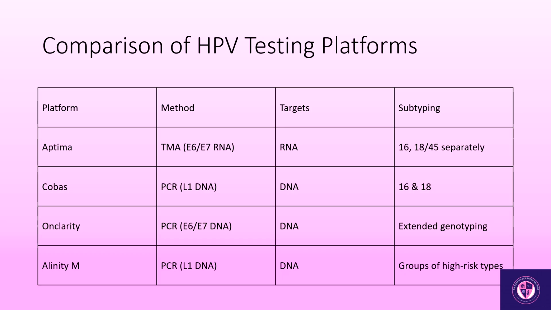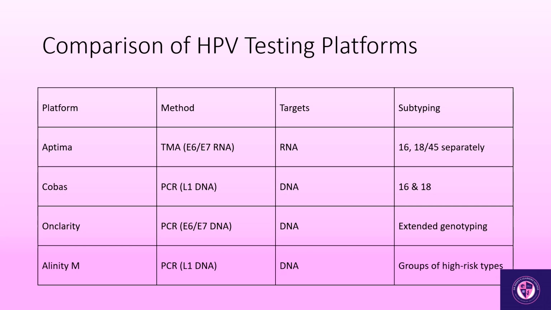If you look at the Cobas and the Alinity M, both of these are PCR-based platforms that target the L1 region of the viral DNA. So this provides a relatively high-risk HPV detection with subtyping of HPV 16 and 18. OnClarity by BD is another PCR-mediated system. However, it detects multiple high-risk types individually or in grouped clusters, offering extended genotyping information. These differences matter because extended genotyping is important, especially for non-HPV 16/18 infection if that is suspected. Being familiar with the strengths of each of these platforms will help us select the most appropriate tests for screening and triaging.